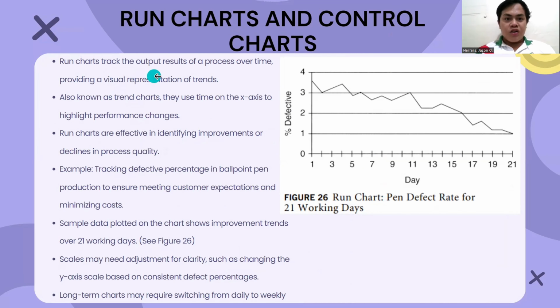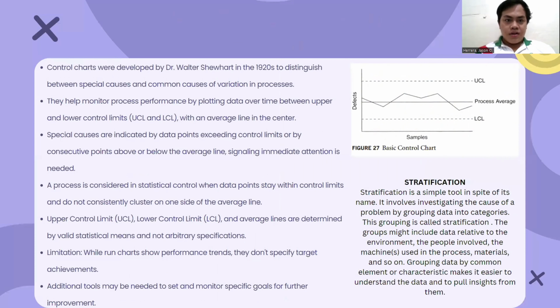Okay, next is the run chart. A run chart tracks output results over time, providing a visual, also known as a trend chart. They use the x-axis to highlight performance. Actually, in this figure 26, the data shows how the defects slow down. The number goes down, like from 3 until it gets to 1 defect, or 1% defects, in 21 days.